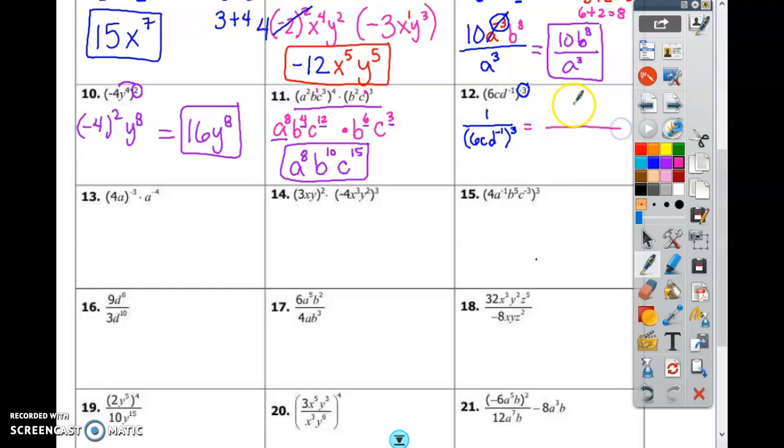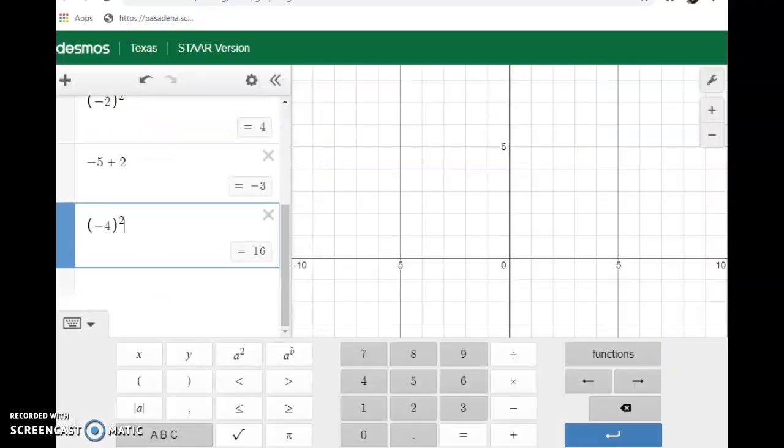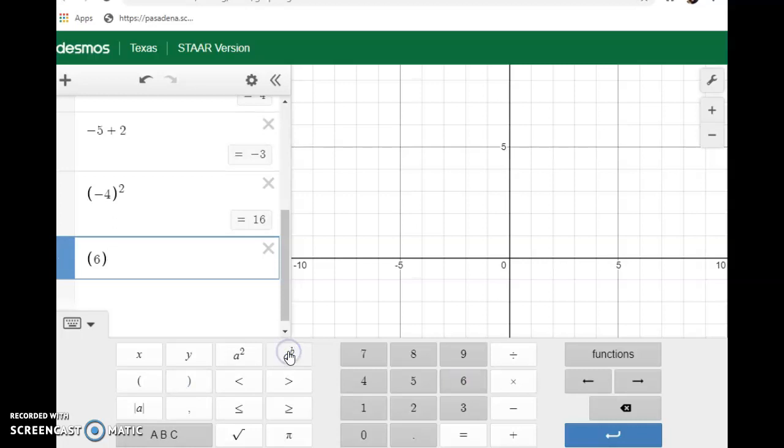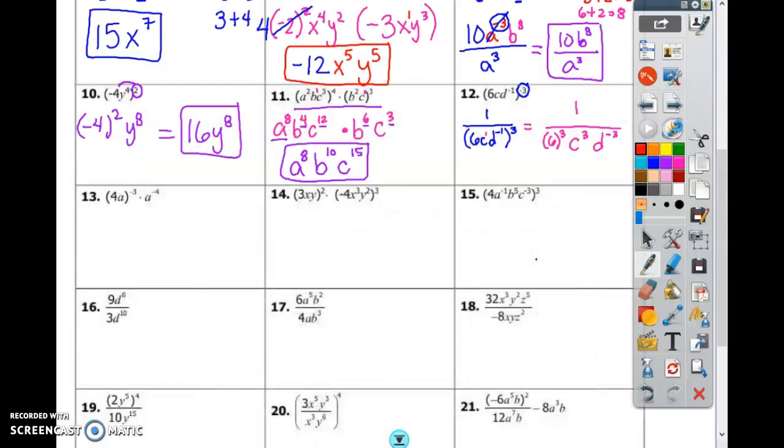So I have 1 over 6 to the power of 3. That's a 1. So 3 times 1 is 3. C to the 3rd power. That's a negative 1 times 3. D to the negative 3 power. Do this one in the calculator. What do you get? 216.